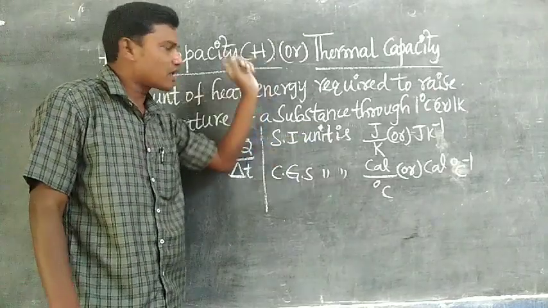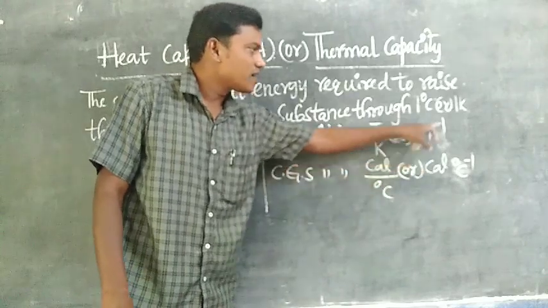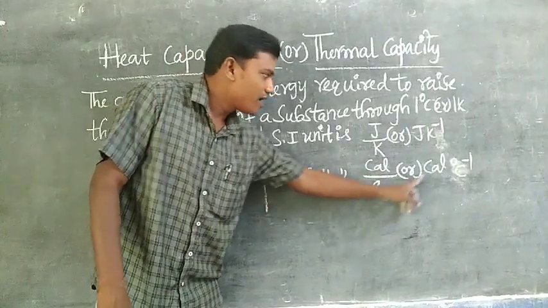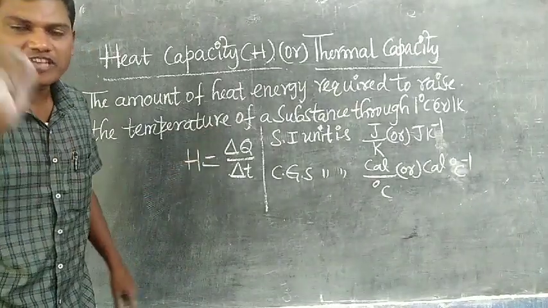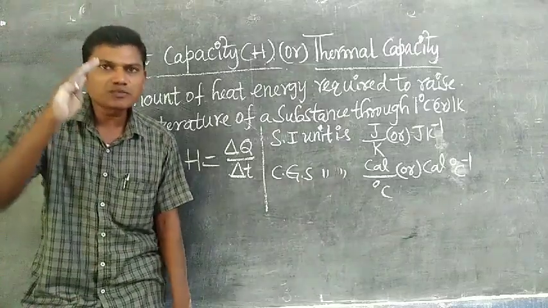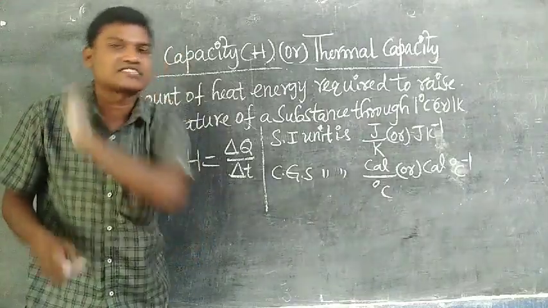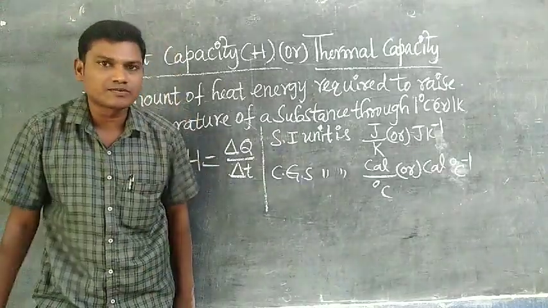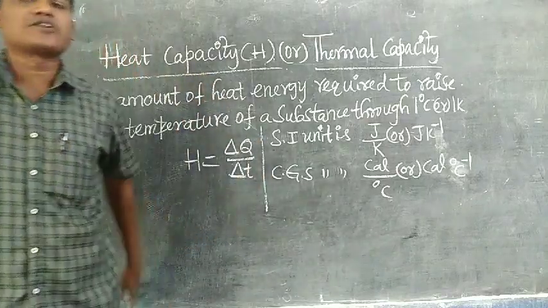What is the SI unit of thermal capacity? Joule per Kelvin, or joule Kelvin minus 1. In Celsius units, calorie per degree Celsius or calorie degree Celsius minus 1. Here you are observing a small difference between specific heat and thermal capacity. In the specific heat concept, you must consider a unit mass of a substance. But in the case of thermal capacity, we do not consider any mass of a substance. We consider only the heat energy and temperature.